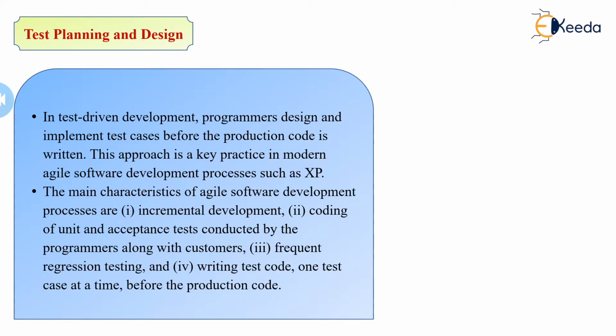The main characteristics of this agile software development process are, first and foremost, incremental development. Then the coding of unit and acceptance tests is conducted by the programmers along with the customer. Your customers are also of technical background, so that they can understand what we are talking about and what they want to say in a technical way. Like if they say they want this built in Java, you can use the SDK or you can use some other Java apps or APIs. So this communication ensures that whatever is expected by a customer can be built.